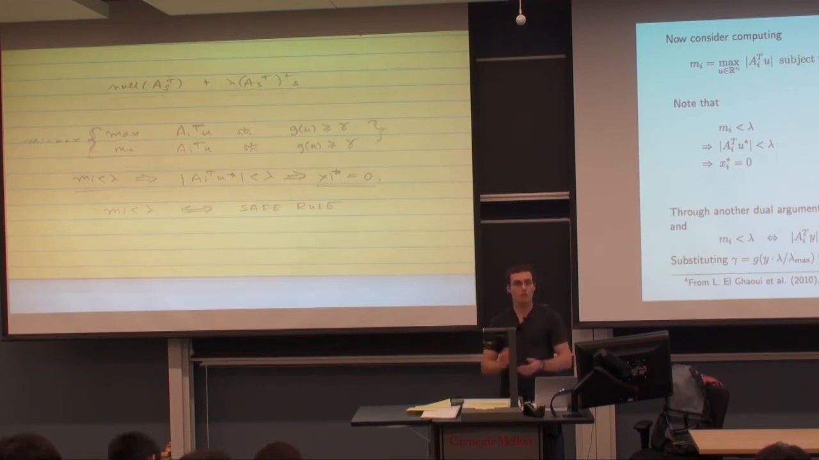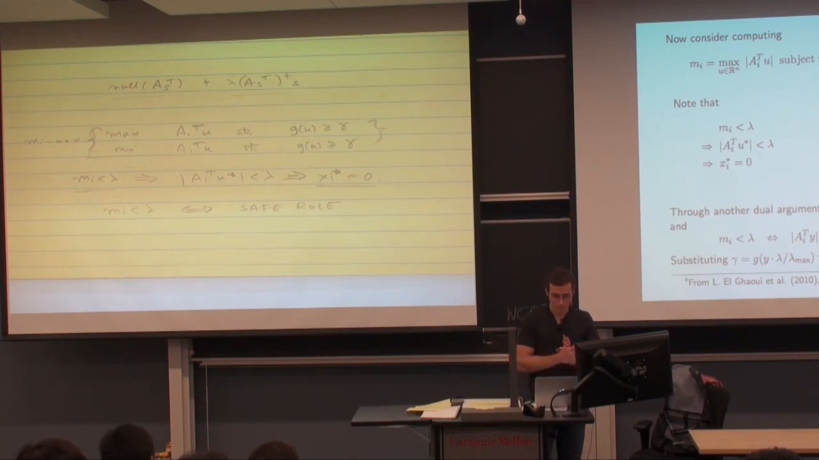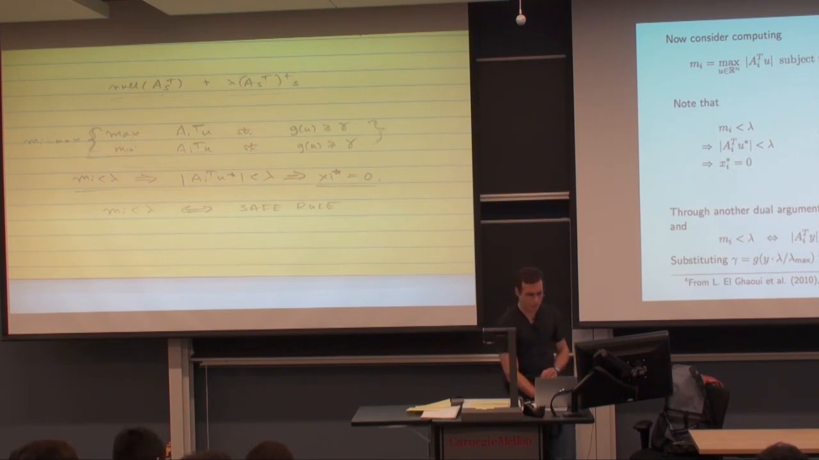So it applies to a bunch of other problems. But the Lasso is the case in which it's the simplest, as a closed form. Did you have a question? That was it. Okay. So here's a picture of what it's doing.